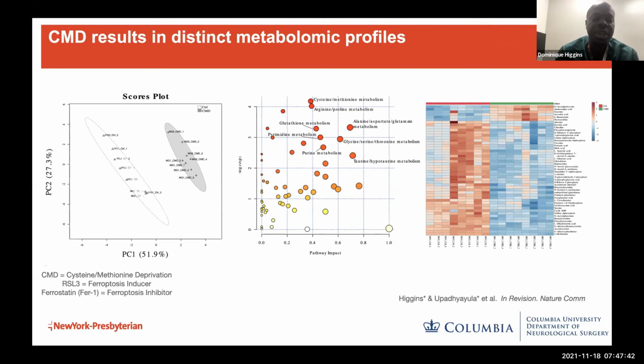And we took the cells treated with cysteine methionine deprivation and did proteomic analysis to evaluate whether or not the metabolomic profiles of the cells are different. On the left, in the white oval, you can see the control cells, and the gray oval are the cysteine methionine deprived cells, and you see clearly distinct profiles by principal component analysis. And then when we look at what are the biggest differentiating pathways that are affected, not surprisingly and thankfully, cysteine methionine metabolism is among the highest affected.